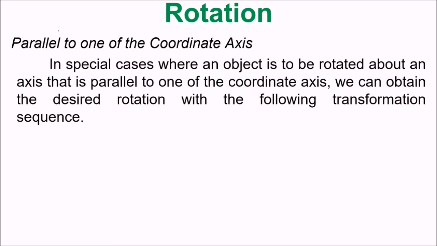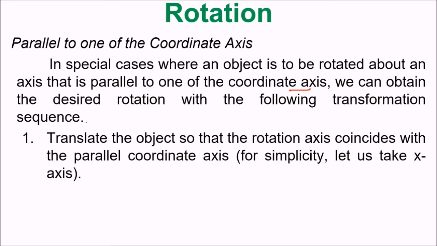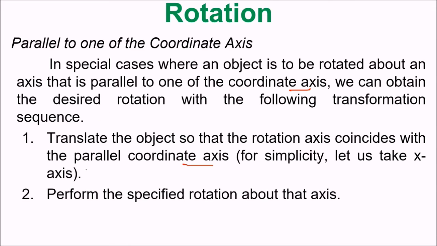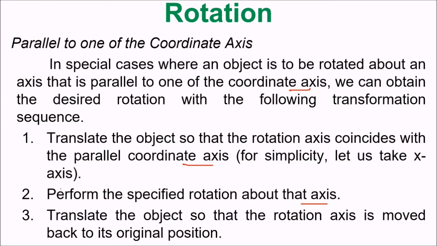Rotation when parallel to one of the coordinate axes. In special cases where an object is to be rotated about an axis that is parallel to one of the coordinate axes, we can obtain the desired rotation with a certain sequence. We translate the object so that the rotation axis coincides with the parallel coordinate axis, let us say the x-axis. We perform the specified rotation about the axis, and then we again retranslate it. Means first we translate it to some point, or most of the time the origin. Then we rotate it, and then we translate it back again to the position from where we brought it.